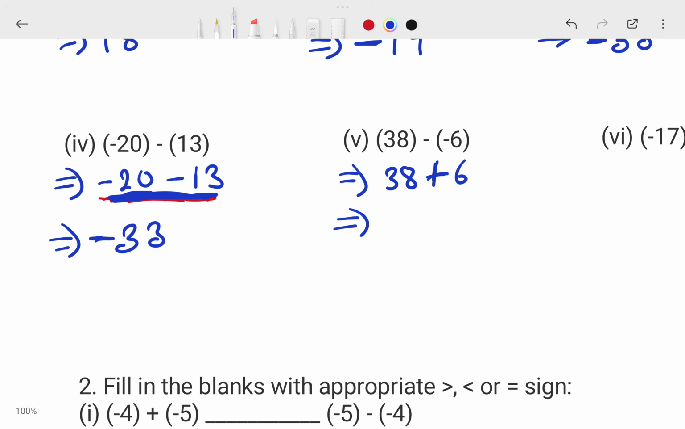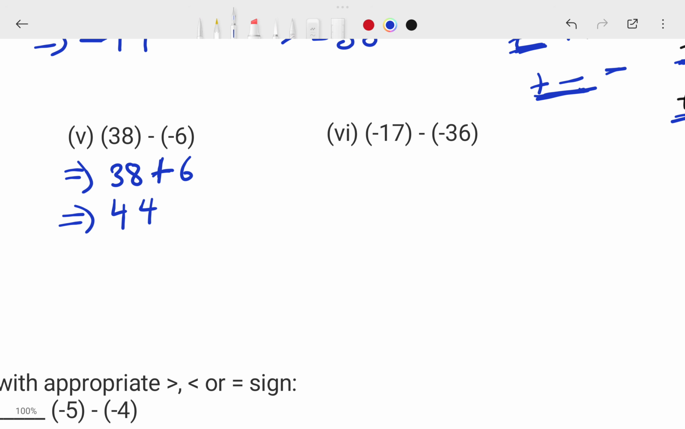So now you can add 38 plus 6, that is going to be 44. So this is your answer. Clear? Now let's talk about this question. So this is given minus 17. So here it is given minus, and here it is given minus 36.